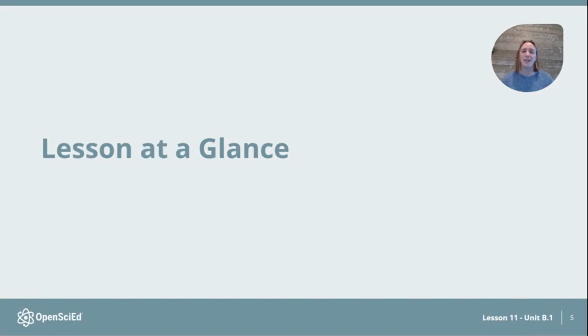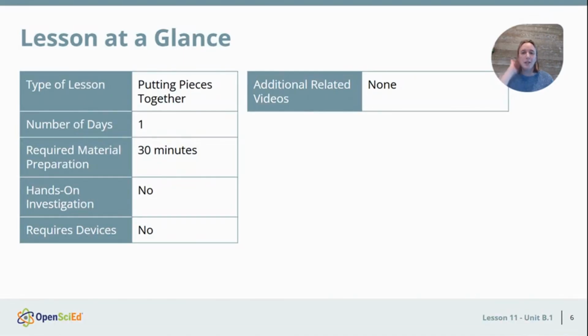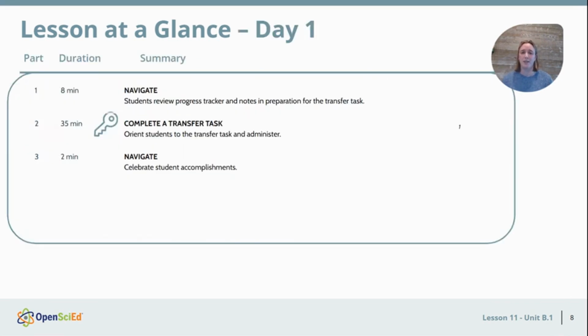Let's take a look at the highlights of Lesson 11. Lesson 11 takes one 45-minute day. This is a putting the pieces together lesson, which means that we're bringing everything we figured out during the unit together to explain a new phenomenon. The 30 minutes of material preparation listed here is to make copies of the Prairie Transfer Task. Students do not need to use their individual devices, but you can use their individual devices for completion and submission of the transfer task. There are no videos used in this lesson.